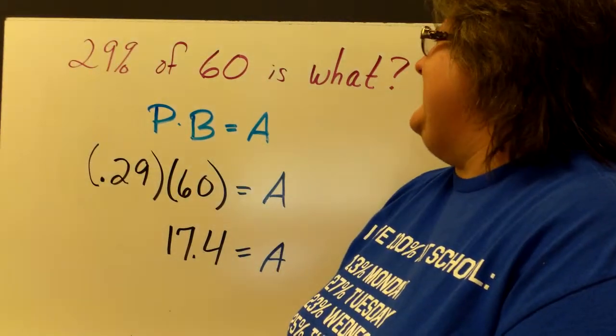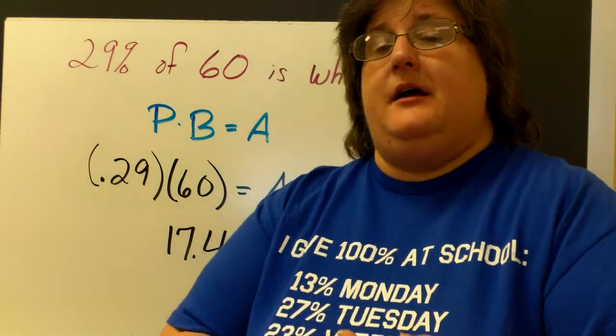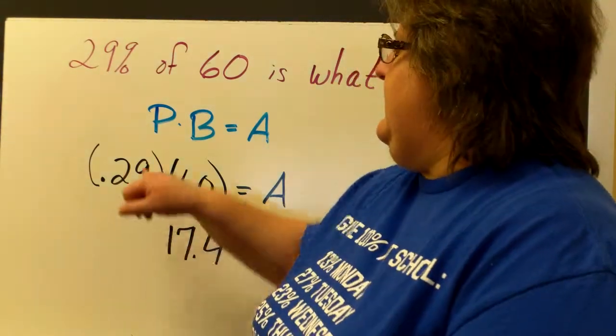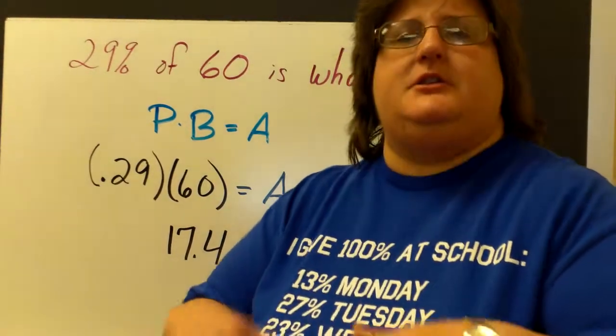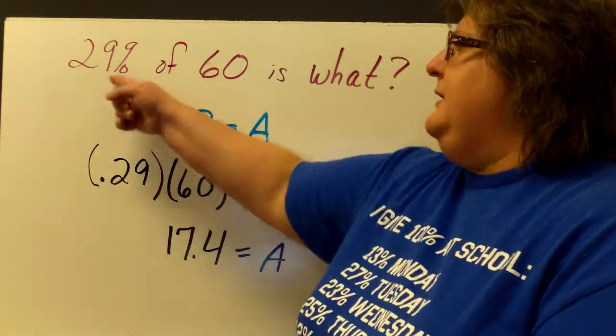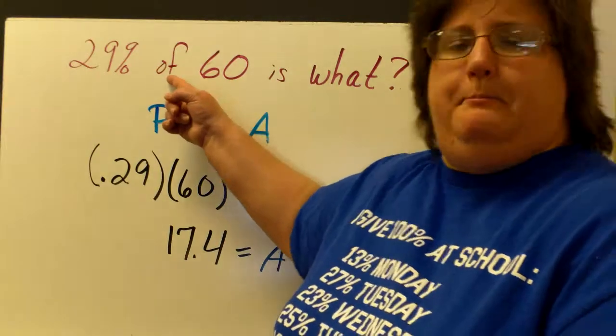29% of 60 is what? Remember, three components: a base, a percent, and amount. You're always going to have two and looking for the third. Here, again, first thing, always write that down. Never going to change. Write that down. You got your percent, easily spotted by the symbol. That helps you out. Of, bam.